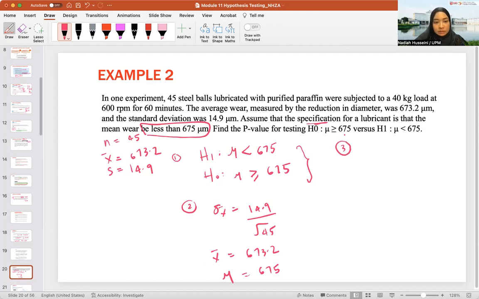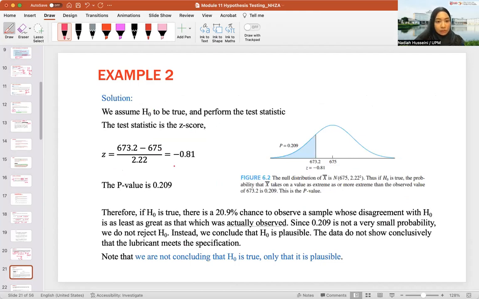Step number 3, the test statistic is our z-score, to find the p-value. That is the sample mean minus mu divided by this standard error. So the sample mean is 673.2 minus 675, divided by this value, and our z-score is going to be minus 0.81. So it's going to be somewhere around here.